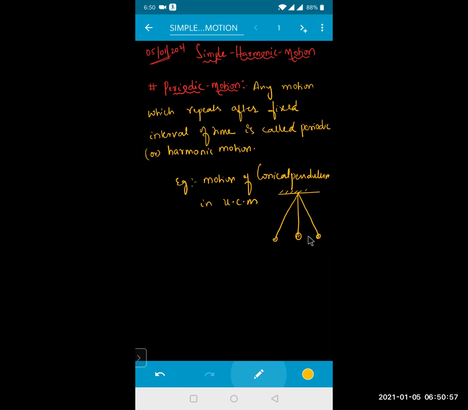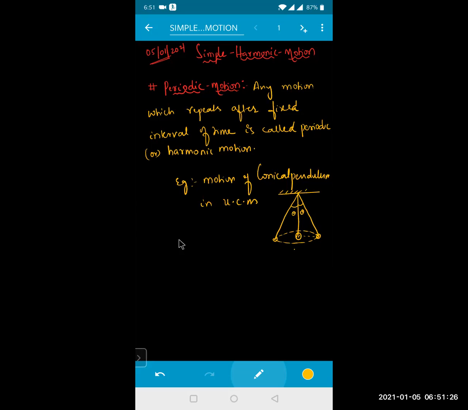So this is your position. It is making an angle theta continuously. If it is a uniform motion, this distance will always remain the same, radius r, isn't it? This position is called the mean position, and this position is called the extreme position. If it moves in a circular path like this, the motion is also called a conical pendulum in uniform circular motion.